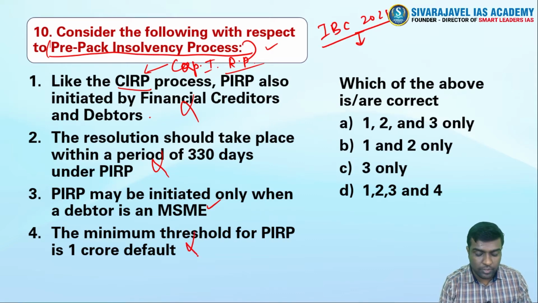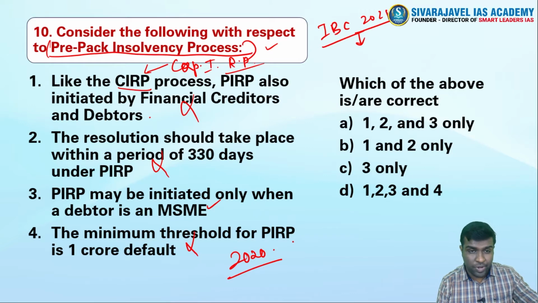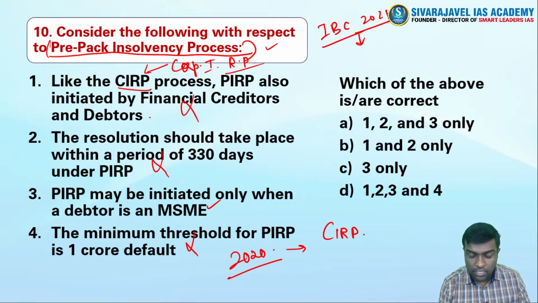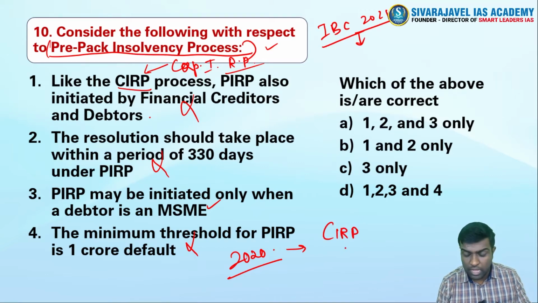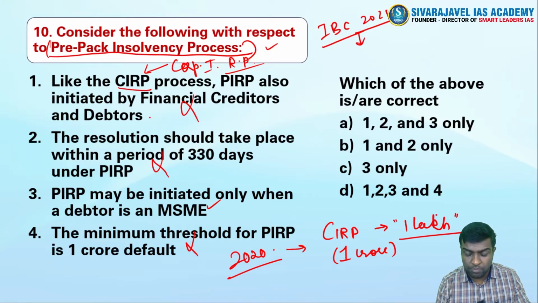This is incorrect. In the year 2020, due to COVID, we amended the IBC, and we made the minimum threshold to be brought under the IBC. That is, for the CIRP process, the minimum threshold that we should have was 1 crore. It was 1 lakh under the original act. Under the original act, any default of at least 1 lakh can be brought under the CIRP, but now we have increased it to 1 crore.